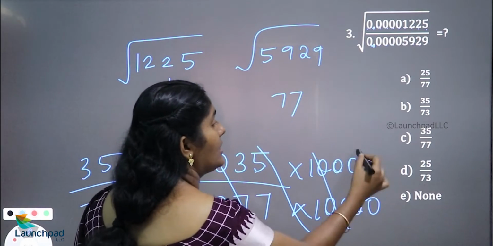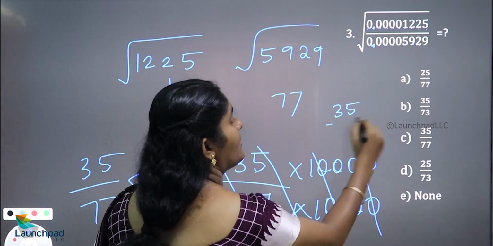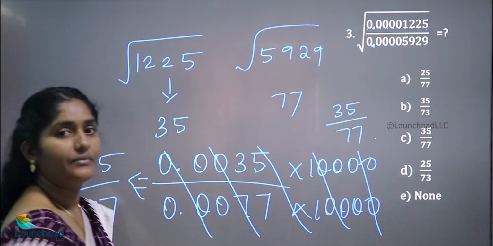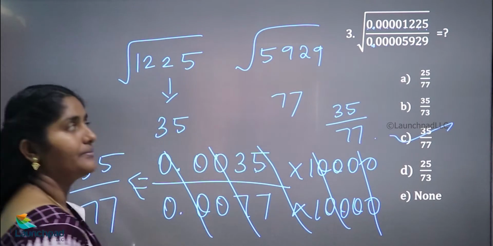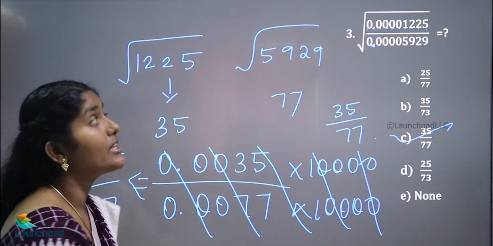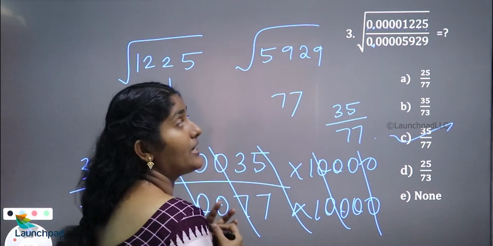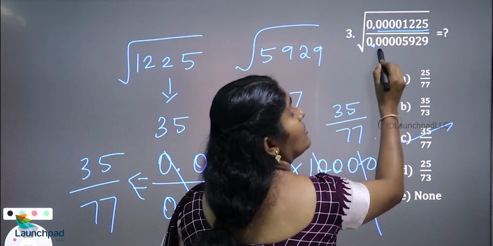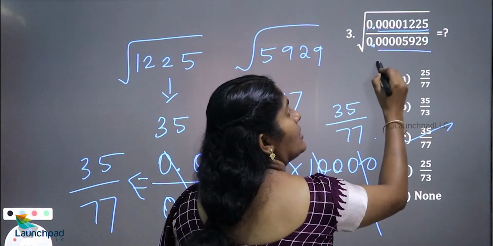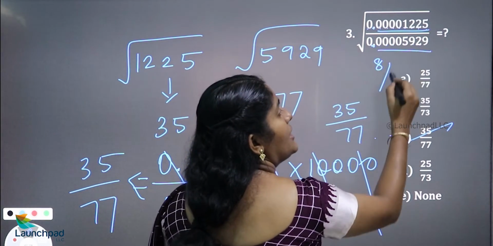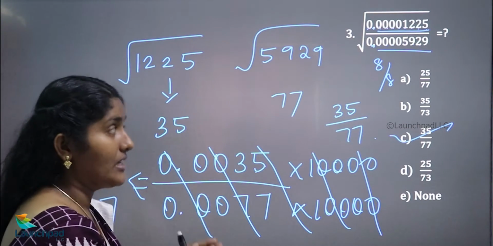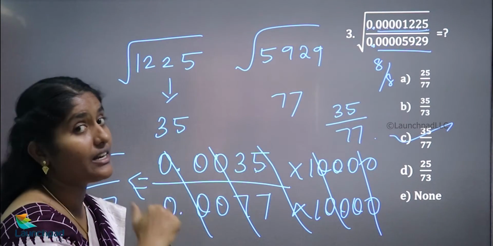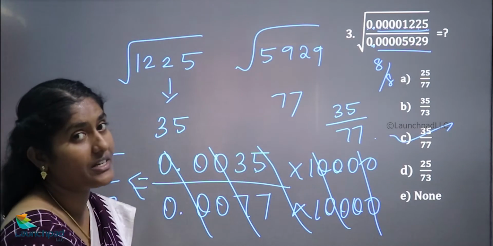Okay, you can directly take 35 by 77. So therefore your option is option C. If you can choose the numerator and denominator with an equal number of decimal digits, here the numerator has 8 digits and similarly the denominator also has 8 digits. So in this case, you can consider the direct answer 35 by 77.